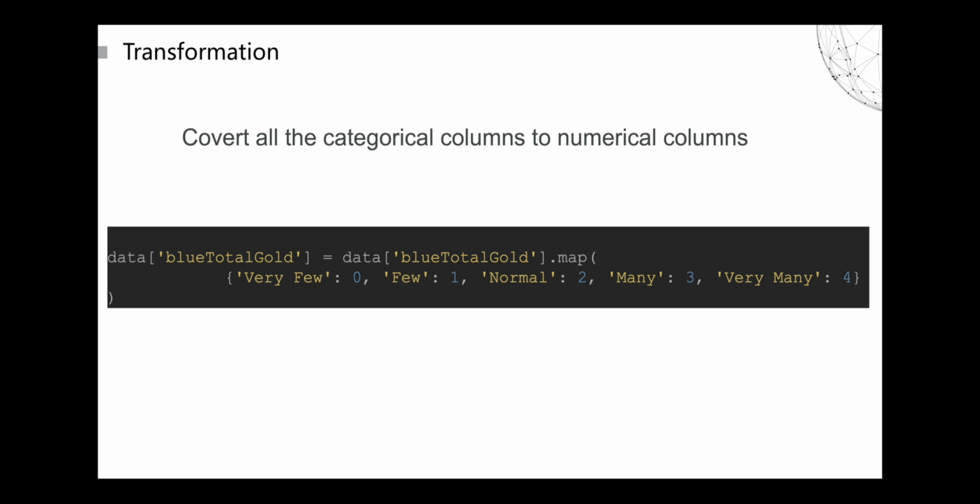The last step is transformation, which is converting all the categorical columns to numerical columns. What I use is the map function like this.